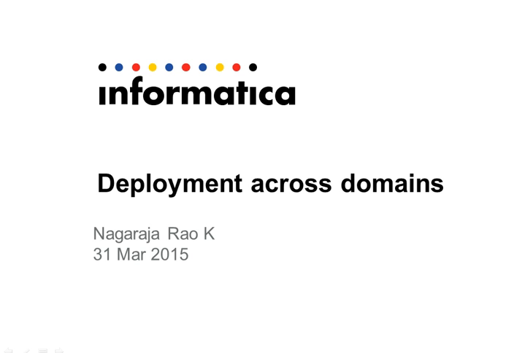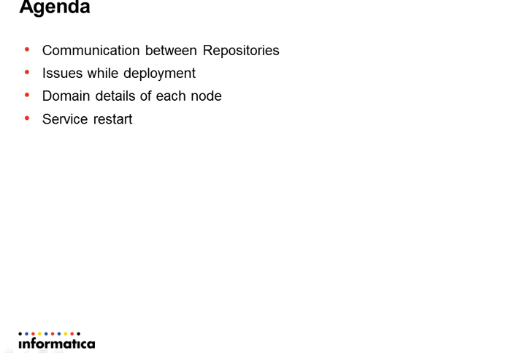This presentation talks about how the objects are deployed from source to target repository, which are placed in different domains. The agenda of the discussion is how the communication is established between source and target repositories, what are all the issues that we come across while deploying the objects from source to target repositories, which are placed in two different domains, where the domain details of node and the service will be stored, and is a service restart required when we add the domain details.